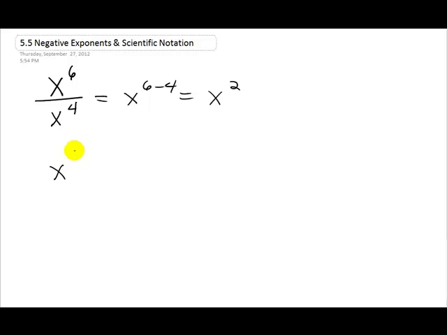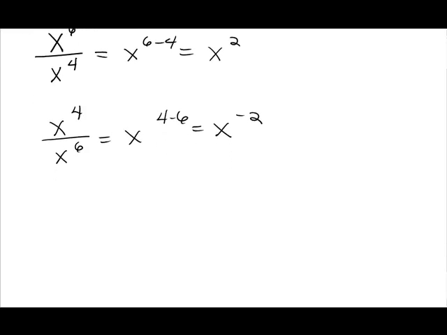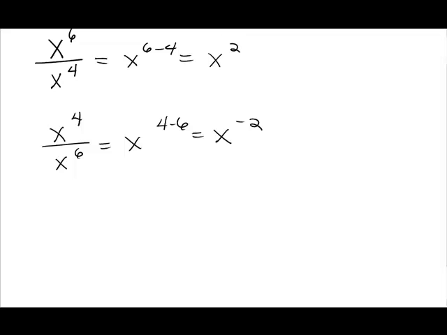But what happens if our small number exponents on top, then when we subtract, we're going to get a negative answer. And so what do we do with that negative exponent? Well, this negative exponent is going to become 1 over x squared.